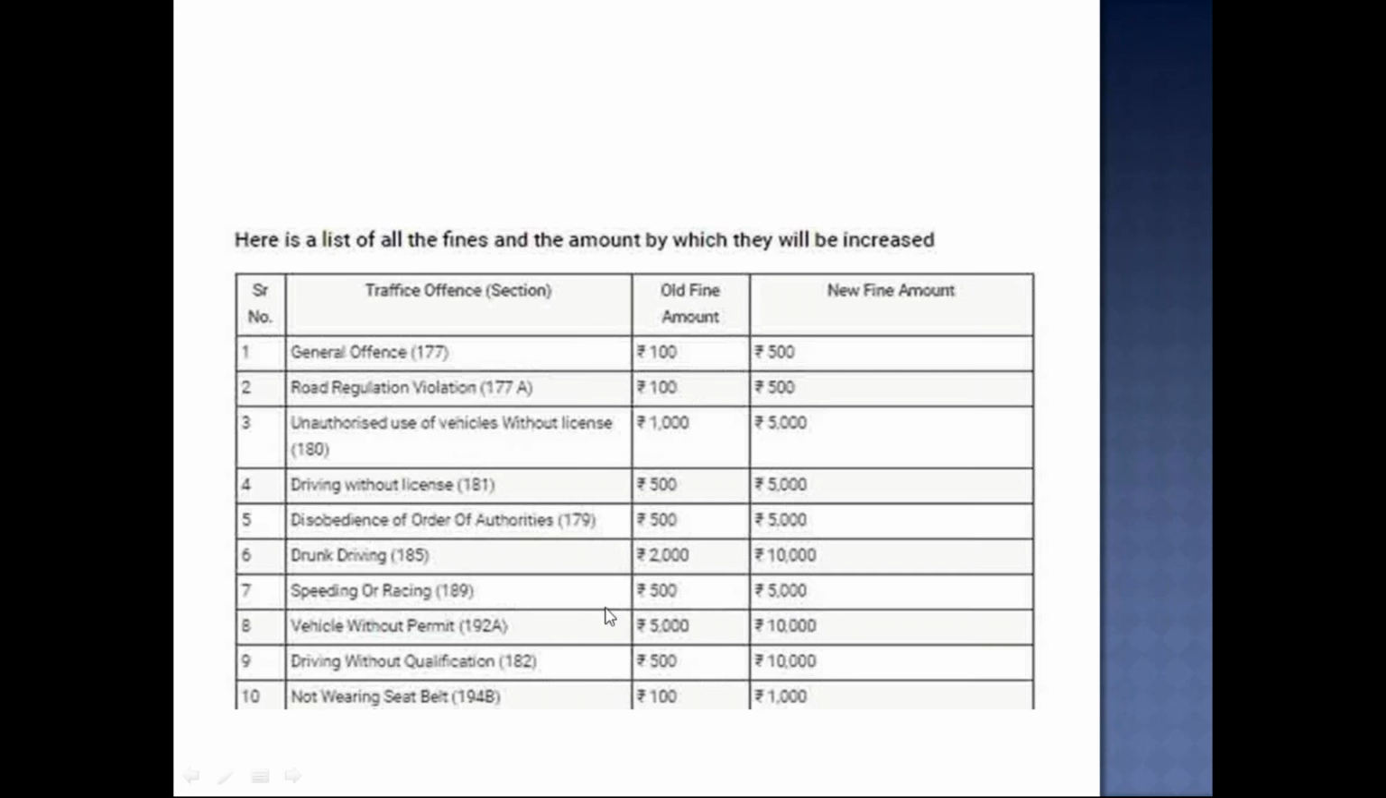Vehicle without permit, this is not necessary, this is only for lorries for interstate transport. Driving without qualification means a person should be at least 18 years. You can see the old amount is 500 rupees, now it is 10,000 rupees. Not wearing seat belt, previously the fine was about 100 rupees, now it is 1,000 rupees. So you can see here the Government of India has enormously increased the fine amounts for traffic regulations.